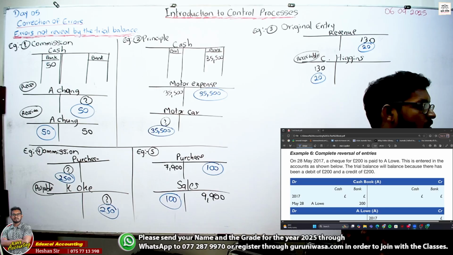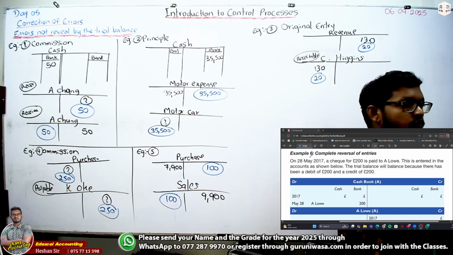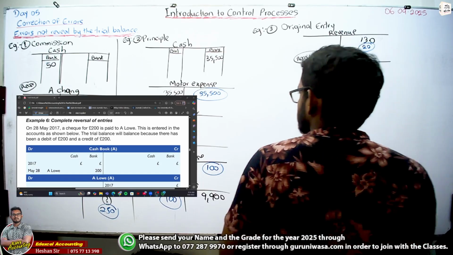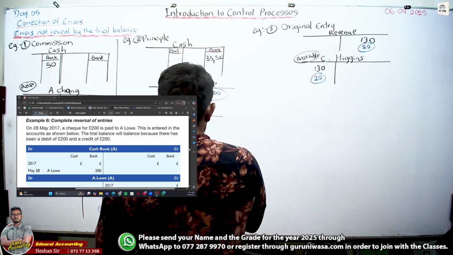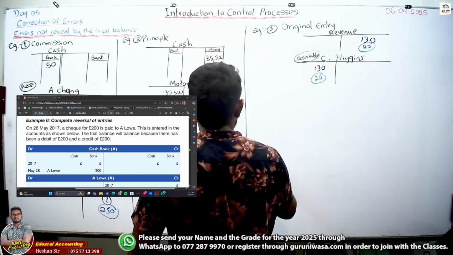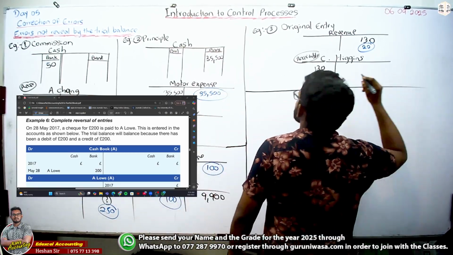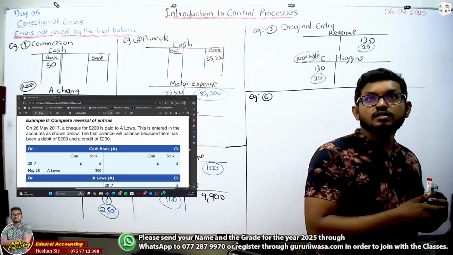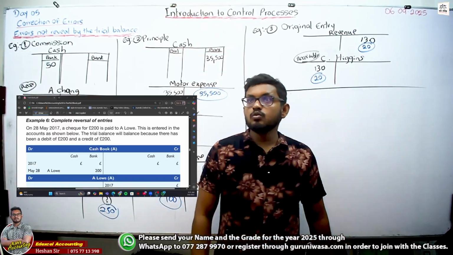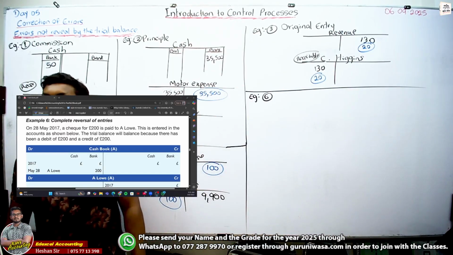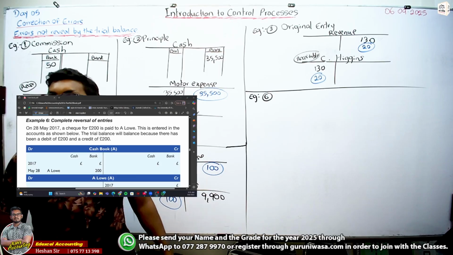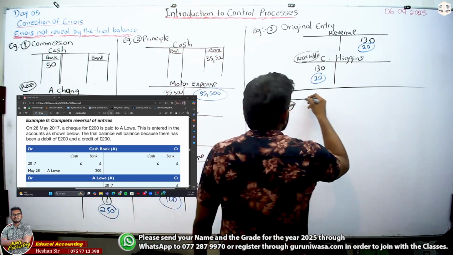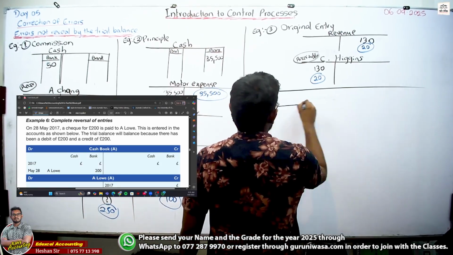Next one. Complete reversal of entries. I'll show you this part to write later. Example: complete reversal. Cheque paid, 200 to LOV. This is entered in the account as shown below in the trial balance. So cheque paid to LOV. When we pay a cheque to LOV, it should be recorded like this.